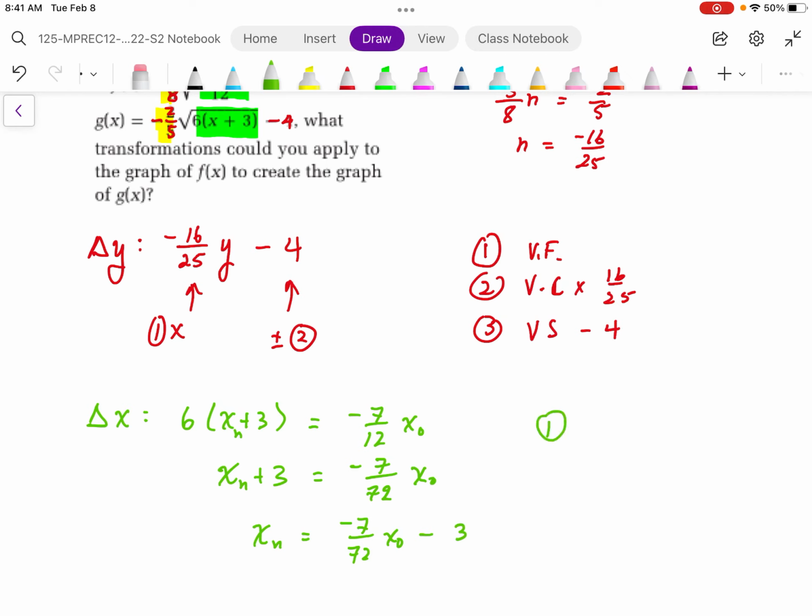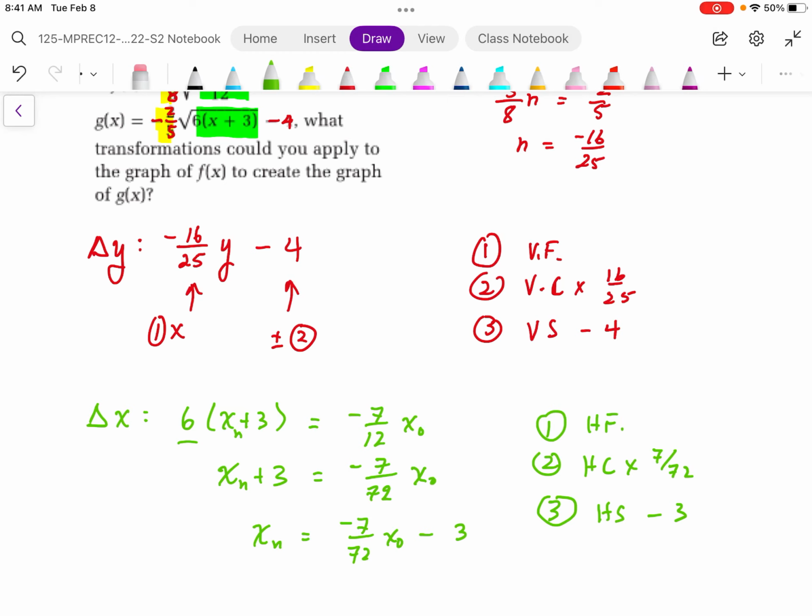3. So the first thing is going to be a horizontal flip. I'm going to do a horizontal compression by 7 over 72. Okay, and that 7 over 72 reflects the original 7/12, and then also a horizontal compression by 6. And then lastly, I'm going to do a horizontal shift left 3.